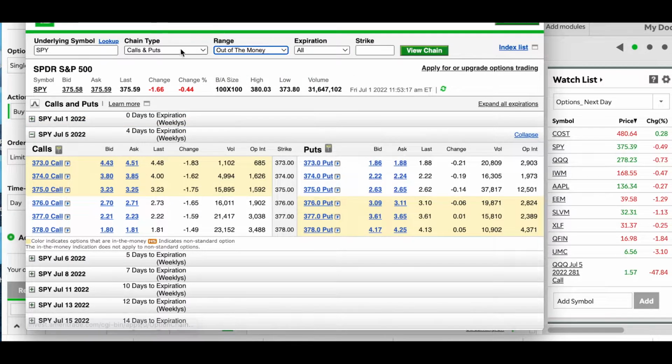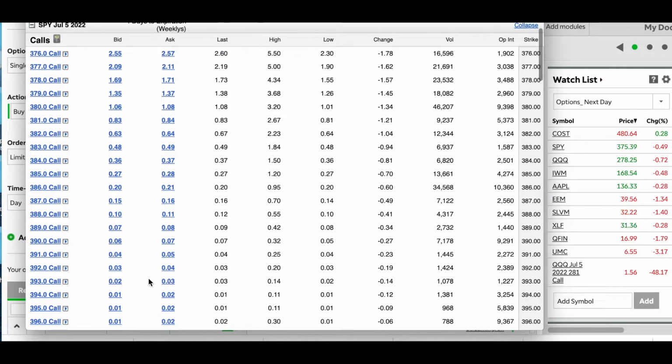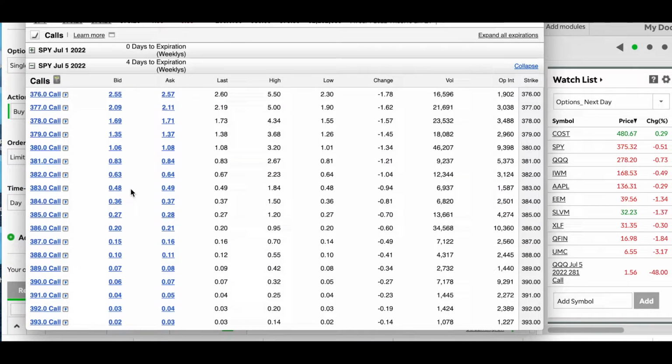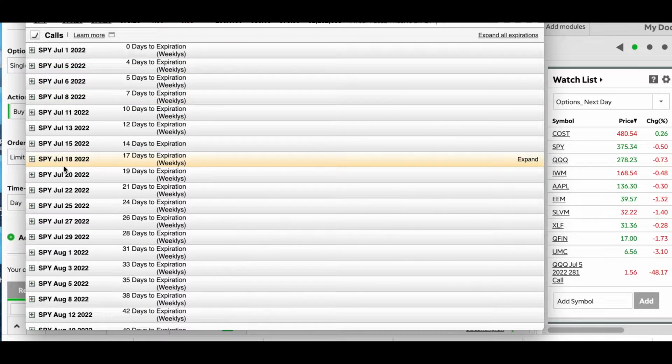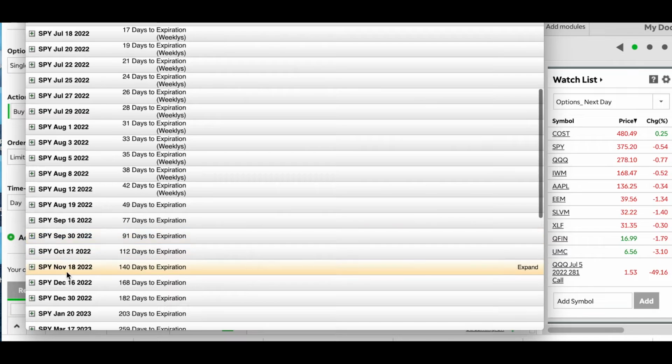If you wish to go further out of the money, you can do so by clicking on out of the money and just focus on the calls out of the money and view the chain. And as you can see, everything that is shown is out of the money and of course much cheaper. Of course, there is more risk the further out of the money you go, especially with an expiration date only 4 days away.